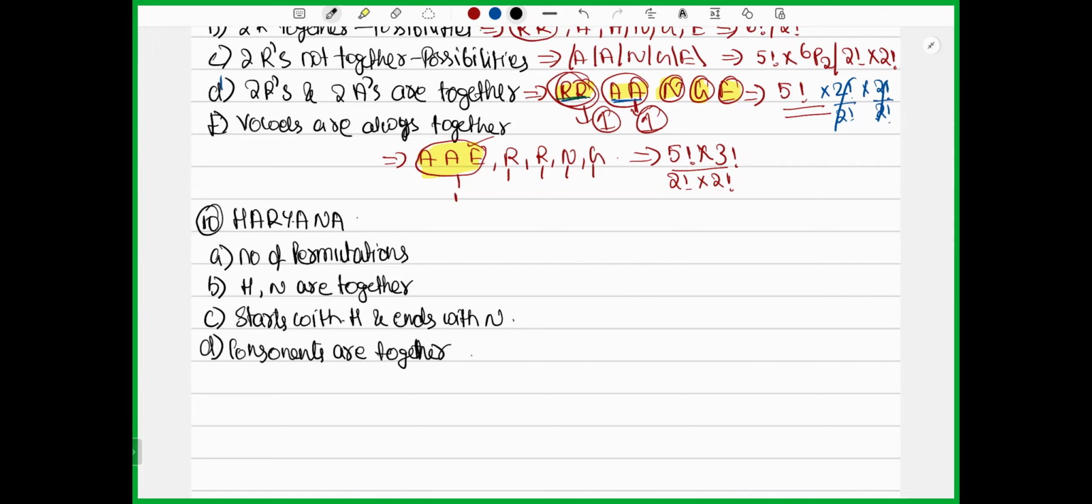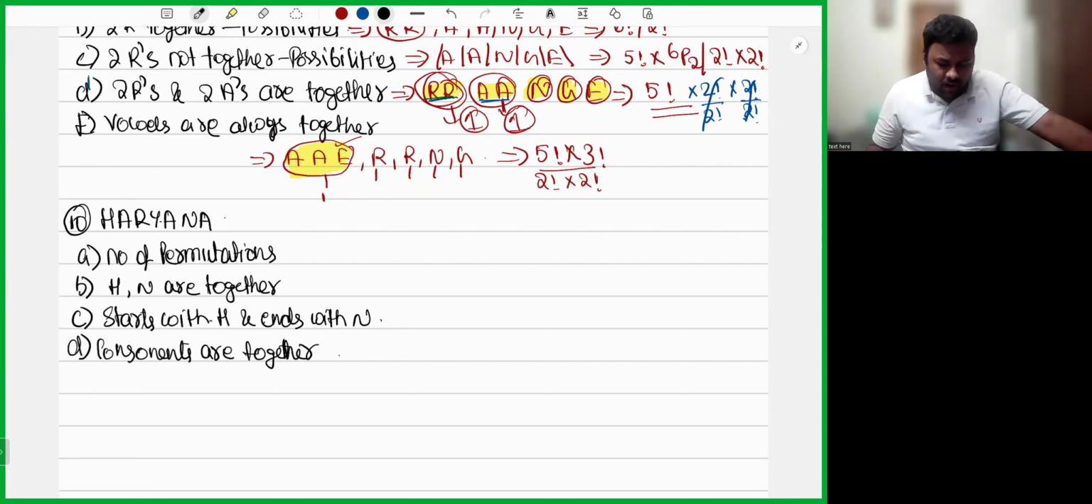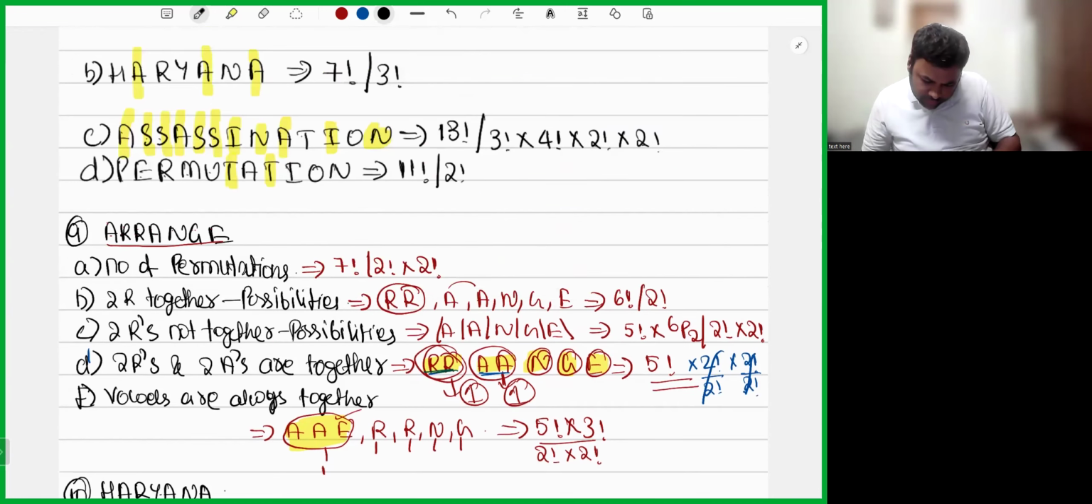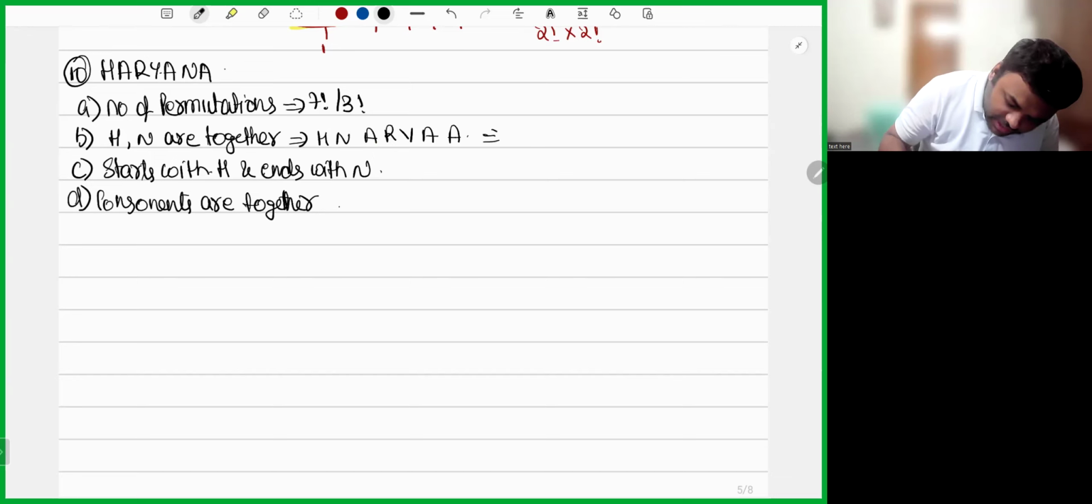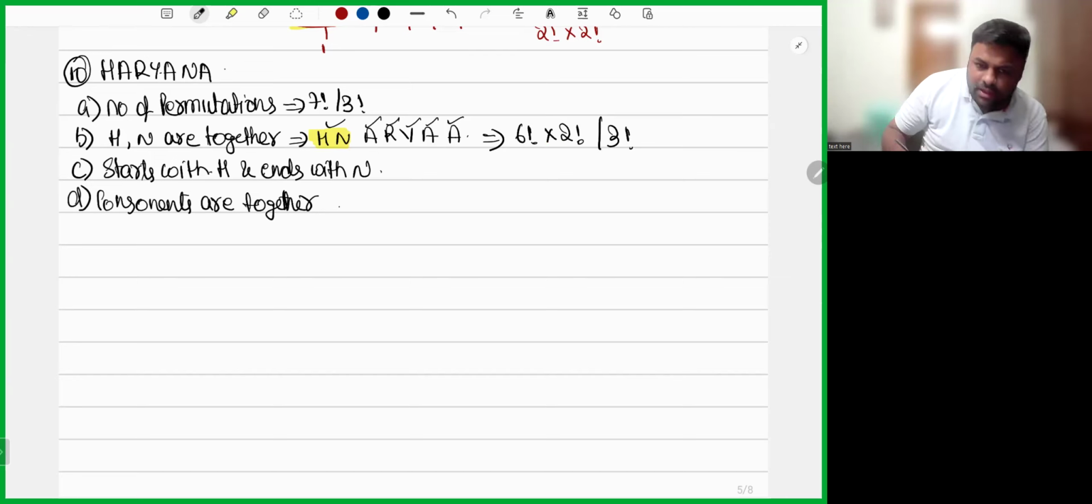Okay, let's check the answers. Number of permutations for HARYANA we have already done: 7 factorial by 3 factorial. Next is telling H and N are together. H N A R Y A A. H and N are together. Join it to one unit. So 1, 2, 3, 4, 5, 6. 6 factorial. H and N can interchange among themselves. A is repeated 3 times.